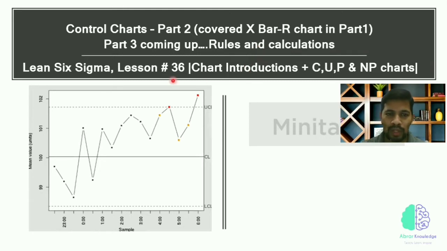In this particular video, my 36th video of Lean Six Sigma, we will be discussing control charts and the C chart, U chart, P chart, and NP chart. These four charts all come together in discrete data. When you have discrete data or attribute data, the C chart, U chart, P chart, and NP chart can be used. More specifically, the C chart and U chart are used when you have defects, and the P chart and NP chart are used when you have defectives.